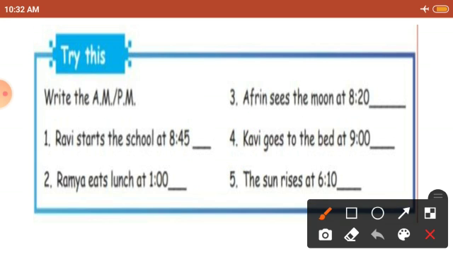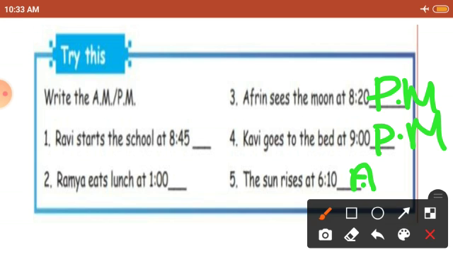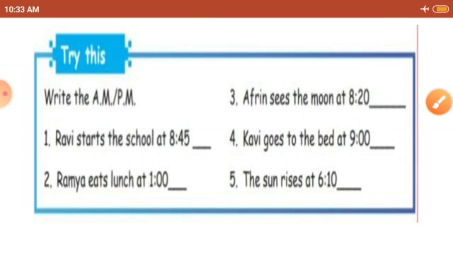Next, third one. Afrin sees the moon at 8:20. This will happen in the evening or night, right? So it will be considered PM. So it is 8:20 PM. Next, fourth one. Kavi goes to bed at 9. We will go to bed at 9 in the evening or night only. So here PM will come. It is 9 PM. And fifth one, the sun rises at 6:10. The sun will always rise in the morning only. So morning means AM will come here. Thank you.